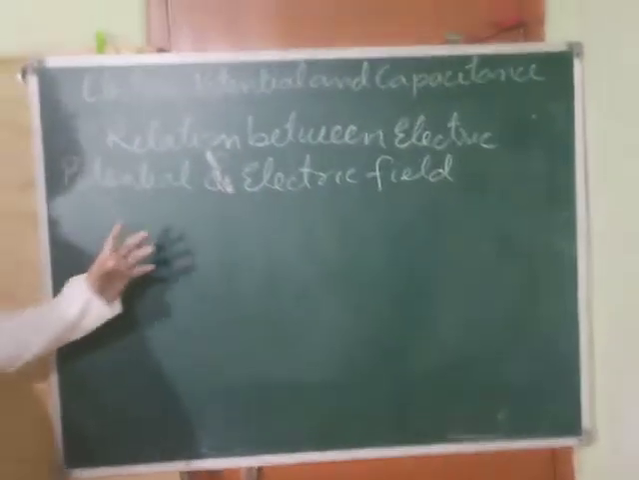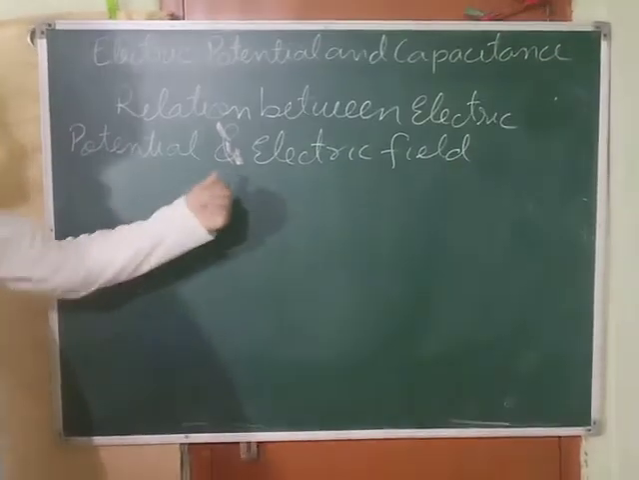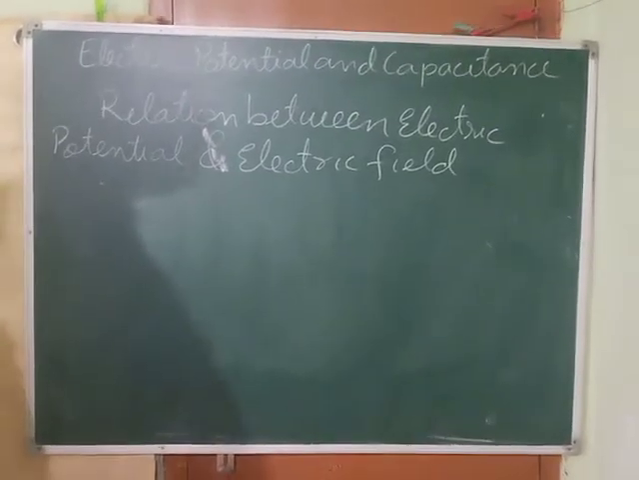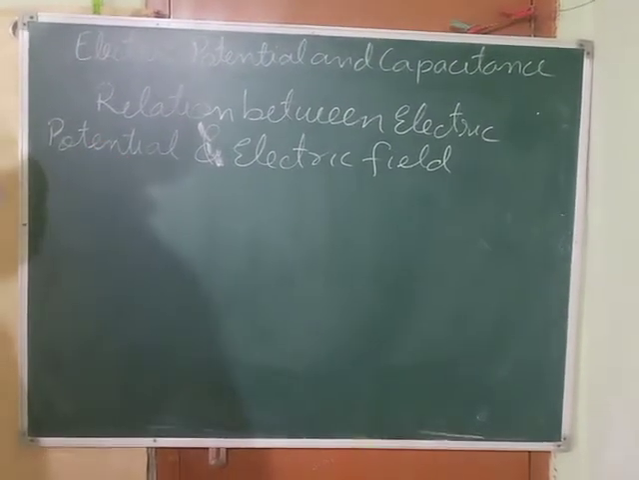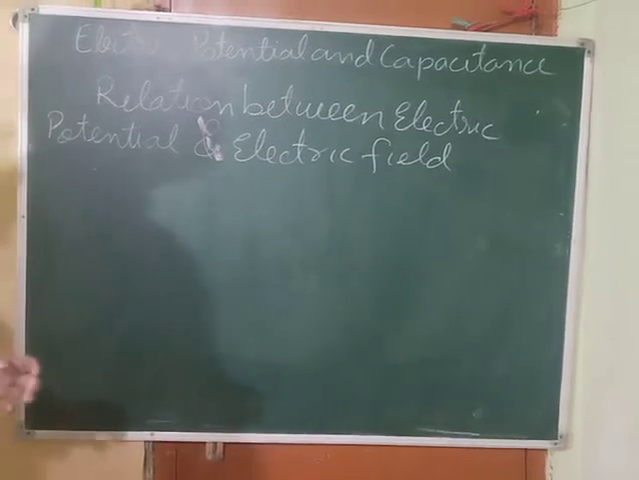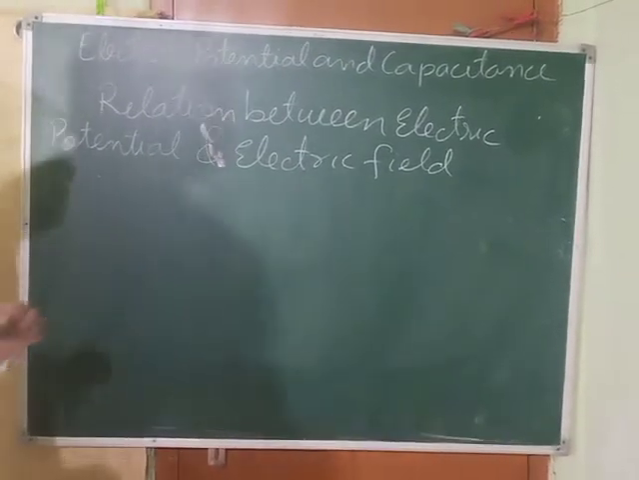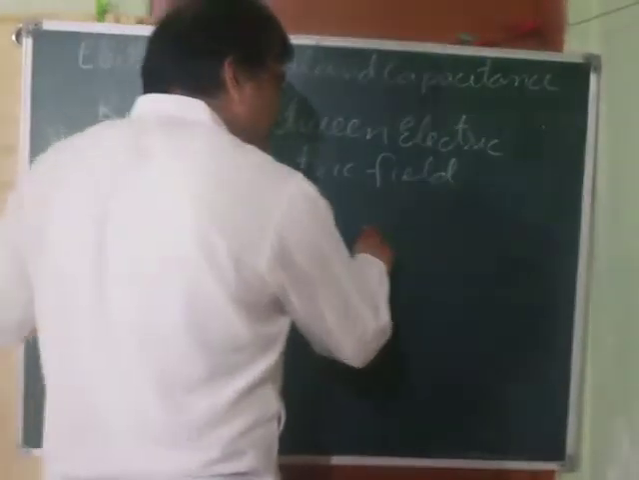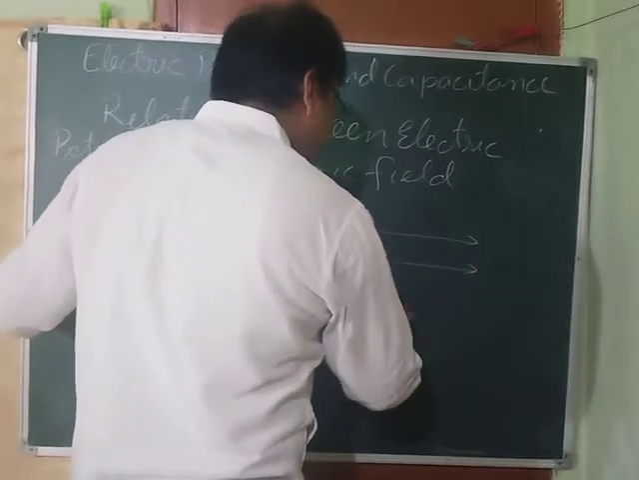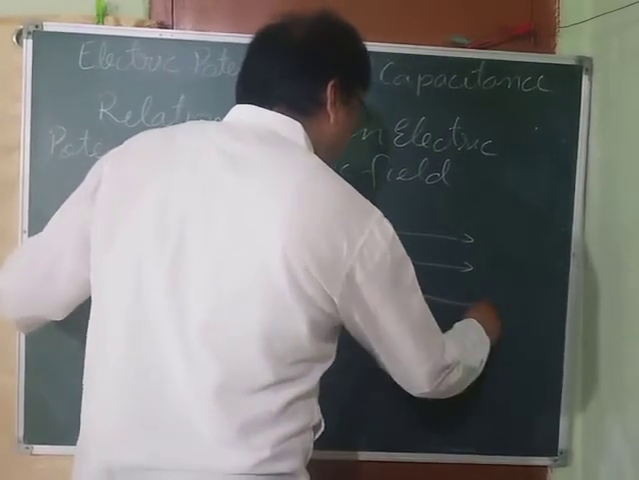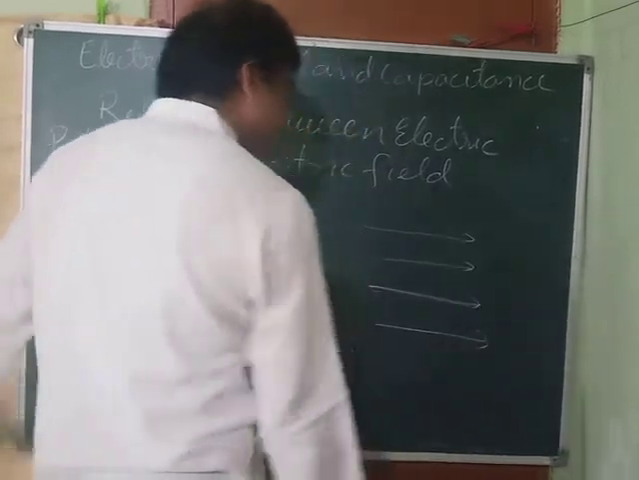Our next topic is the relation between electric potential and electric field. When we are talking about the relation between electric potential and electric field, we have to study the electric field minutely. When we say there is a uniform electric field, it is represented by parallel and equispaced lines, like this.